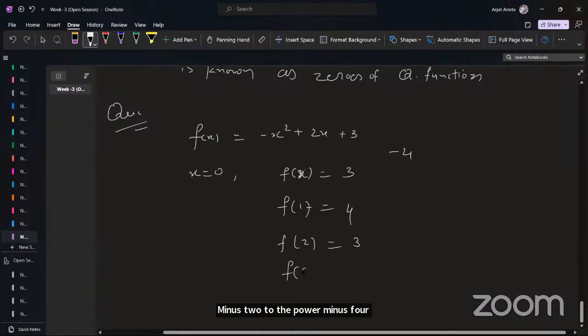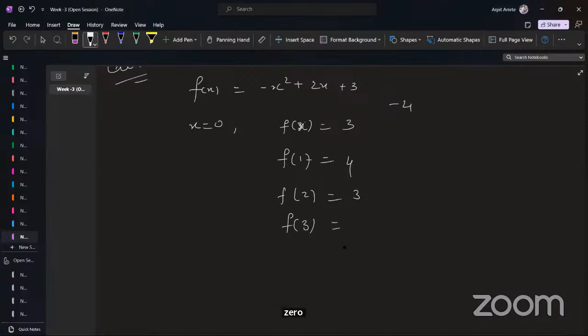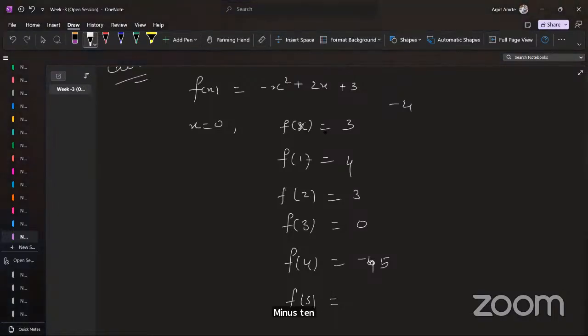If I put 3 here, what I will get? I just want to take the values, we are not making the graph. We will get 0. If I put 4 here, what I will get? -5. If I put 5 here, what I will get? -12.